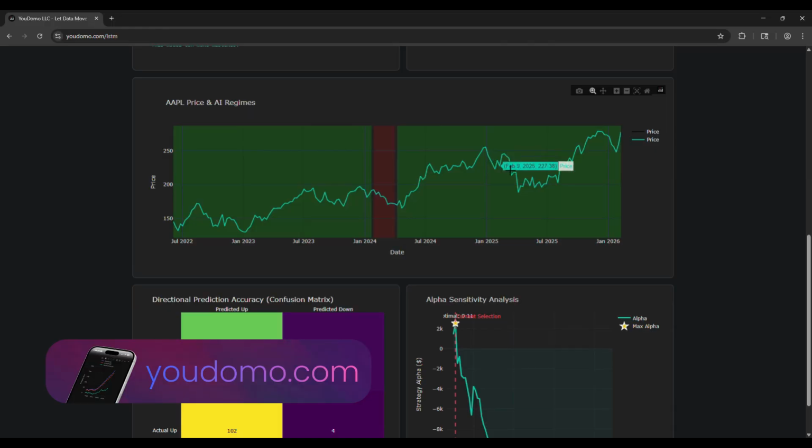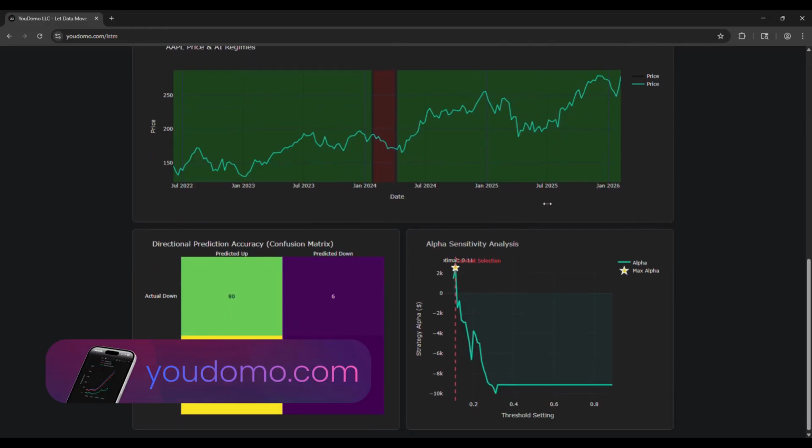We see the confusion matrix, the directional predictions that the AI model has taken versus what the actual weekly price action was. So, for example, the AI model predicted up 102 times, and the actual indeed was up 102 times. However, there are weeks where the AI model predicted, hey, Apple is going to go up. However, Apple actually went down. So that's how you read that confusion matrix.